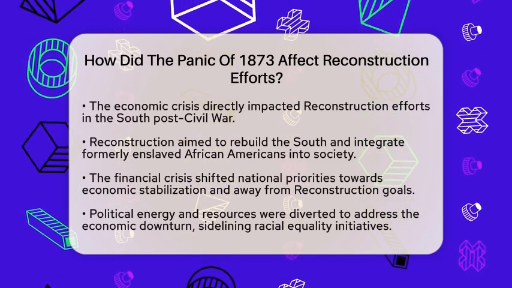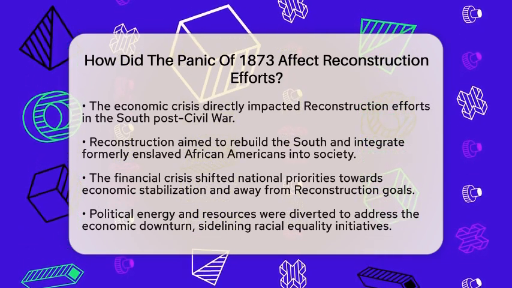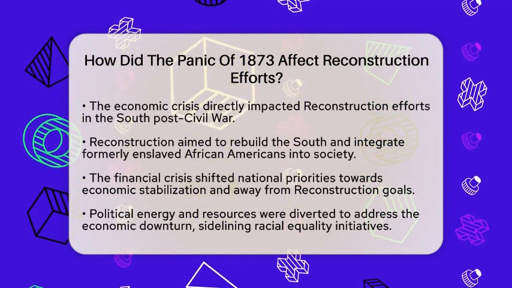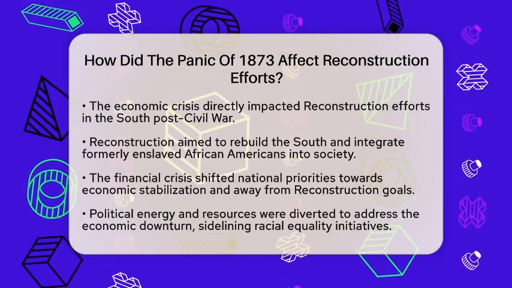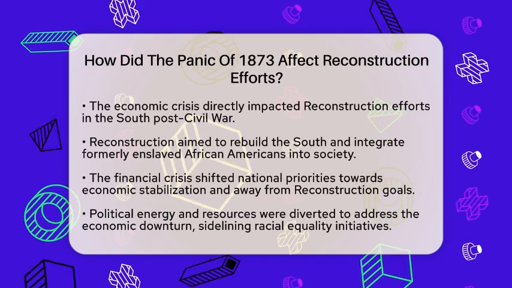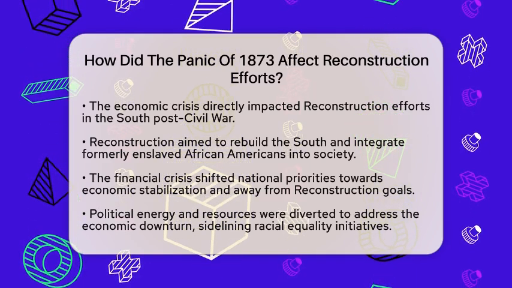Reconstruction was the time when the federal government aimed to rebuild the South and integrate formerly enslaved African Americans into society as free citizens with political rights. However, the panic shifted national priorities away from these goals for several reasons.